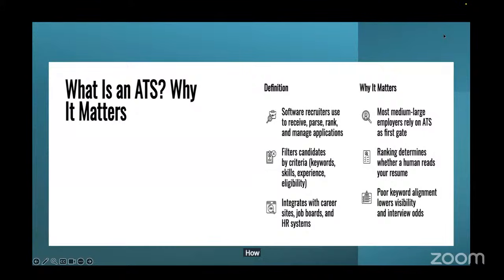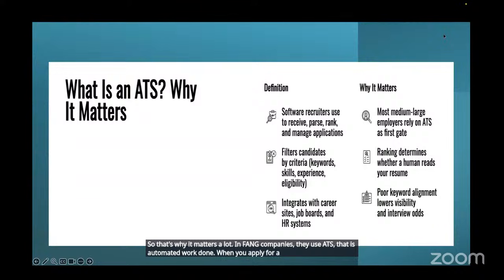How will we parse them? We will use ATS only. So that's why it matters a lot. FANG companies use ATS. That is automated work. When you apply for a job at, suppose, Amazon, it will automatically check your ATS. It will not even show your resume or application to the interviewer or the person who posted the job. Things are done automatically.